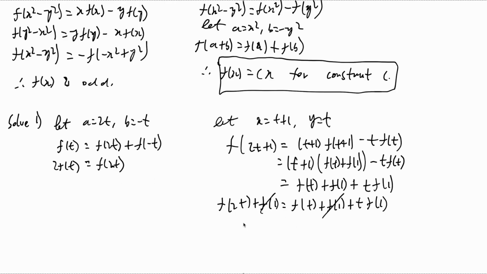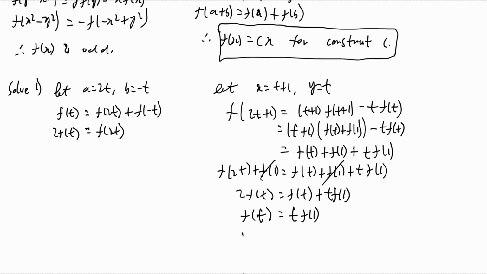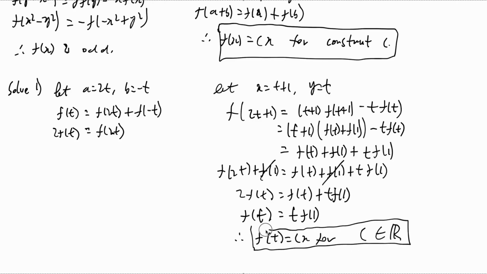Cancel that, and then let's use this one. So 2f of t equals f of t plus t f of 1. Therefore, we have f of t equals t f of 1. Nice. Because f of 1 could be any real number, f of t equals c t, where c is just f of 1. And that's a very common solution for the Cauchy equation. So we actually got the same answer.